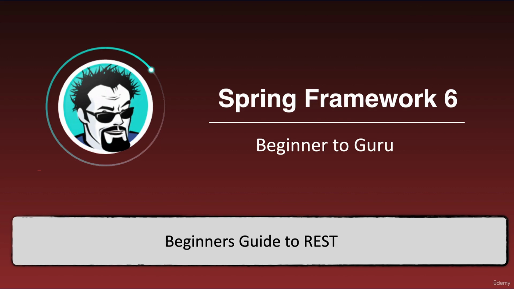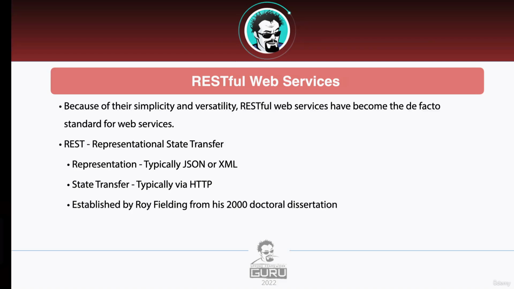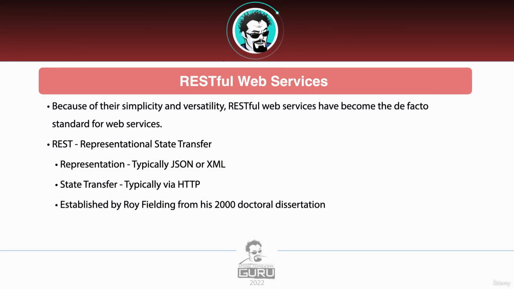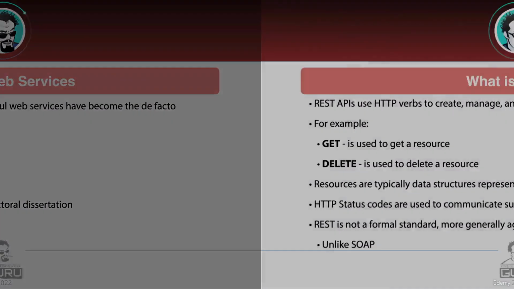In this video, we are going to be going over my beginner's guide to REST. RESTful web services, because of their simplicity and versatility, have really become a de facto standard in developing today's applications. REST stands for Representational State Transfer. The representation is typically going to be JSON or XML. The state transfer is usually done by HTTP. This concept was established by Roy Fielding in his year 2000 doctoral dissertation.